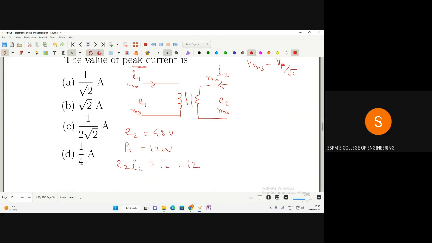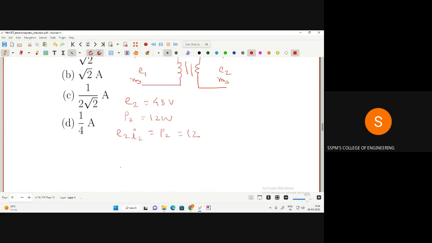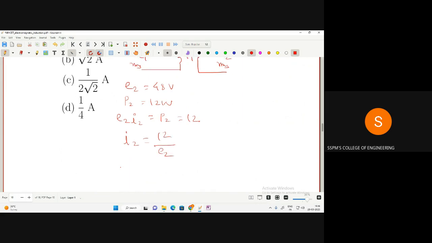Isn't it? Where I2 is what? The RMS value of the current, I2, is equal to 12 divided by E2. Now E2 is given as 48. It will be 12 divided by 48. Now 12 divided by 48 is how much? 12 4s are 48. It would be 1/4. The current I2 is 1/4.